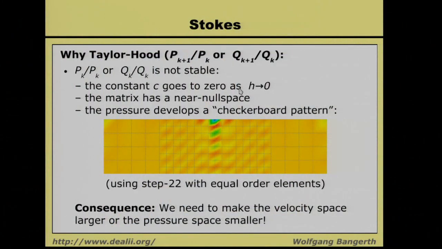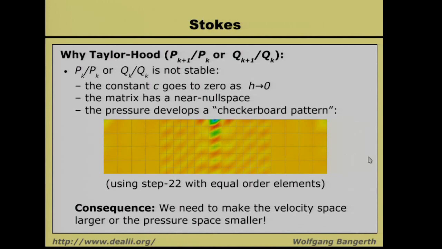Now, why does the matrix have this near null space? That is because the inf-sup condition is not satisfied. There exists such a C, but it is not independent of h. In particular, it goes to 0 as h goes to 0. So what this shows is that I cannot just choose Pk Pk or Qk Qk because I get these oscillatory modes and the solution does not converge.